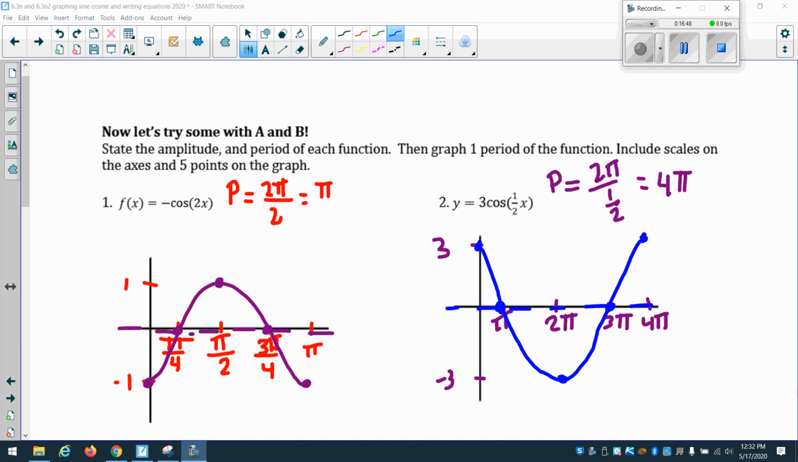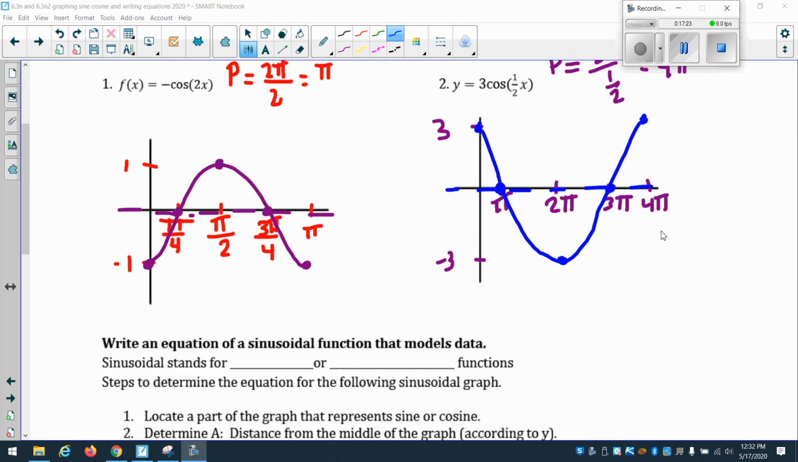Okay, for number 2, you should have gotten a period of 4 pi, 2 pi divided by 1/2, multiply top and bottom by 2, you get 4 pi, divide by 2, you get 2 pi, divide 2 pi by 2, you get pi, multiply pi by 3, you get 3 pi. Or you could have done 4 pi divided by 4 to get pi, and you just add pi units each time. Your amplitude was 3, not a reflection, so you start at the maximum, midline, minimum, midline, maximum.